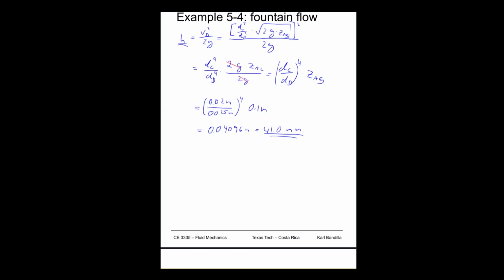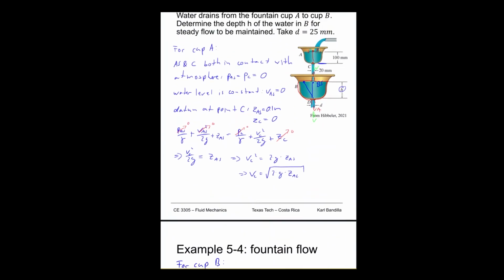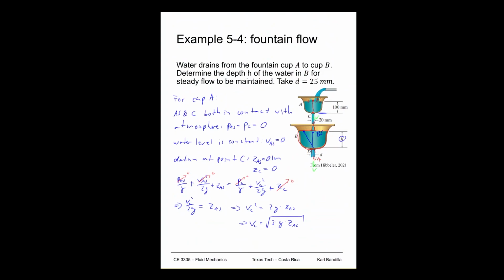So if we wanted flow to be steady, we'd have to have about 40 millimeters in here. Unlike what this picture looks like, where it looks bigger, the depth here actually would have to be less than half of that. So this is how we set it up. And it makes sense that it only depends on the diameters of these outflows and the height of the other cup. That all seems to make sense to me.